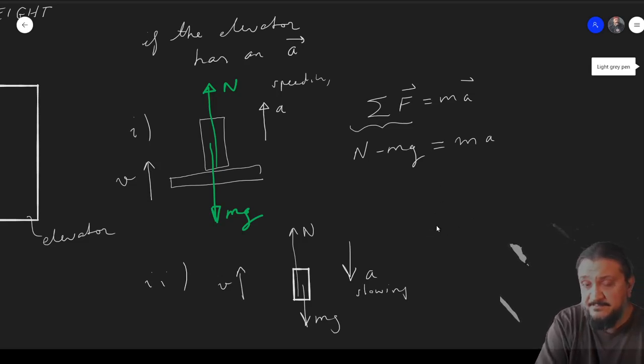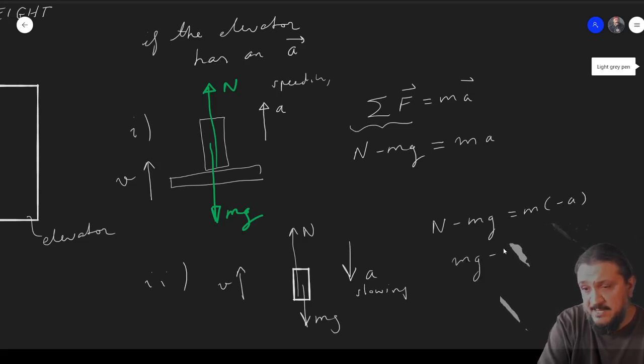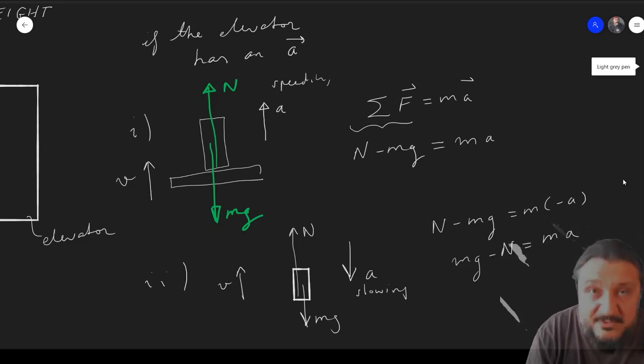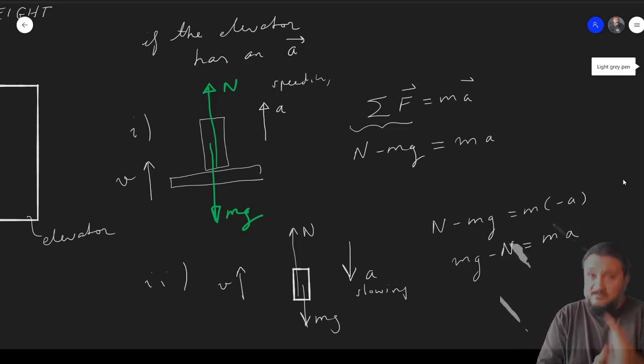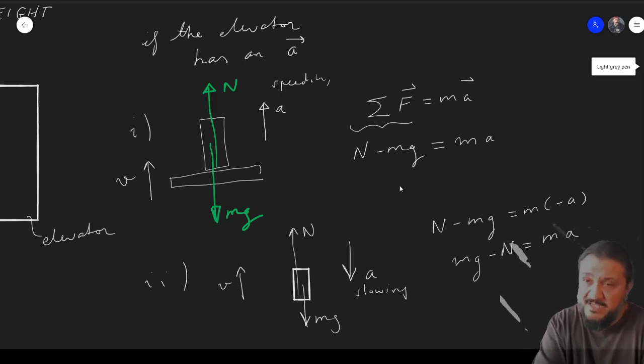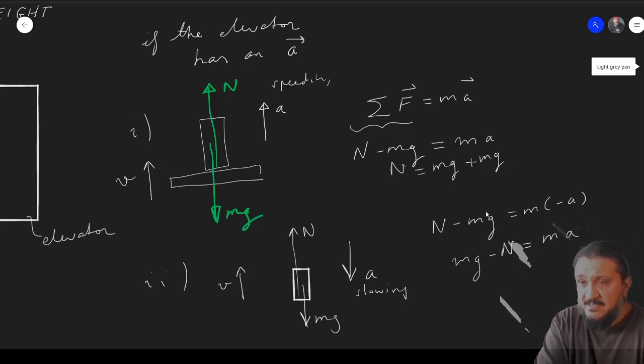Now you will have N minus mg equals m times negative a, or if you will, mg minus N equals ma. Okay, so keep that in mind. But the bottom line is, N is not equal to mg. Remember, N, normal force, is what you read on the scale. That's your apparent weight. Okay, so when you're speeding up, the first case, N becomes ma plus mg.